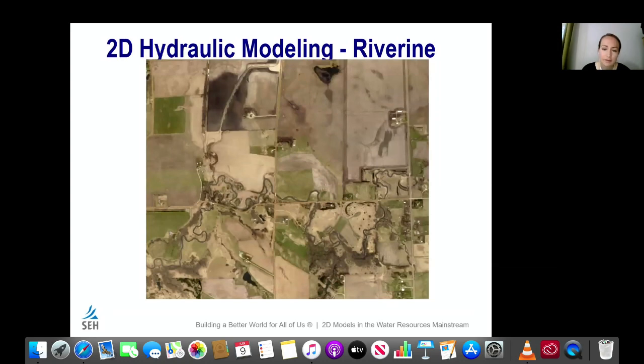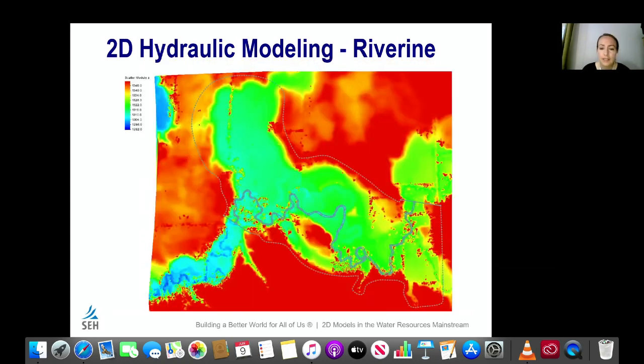Now let's talk about a 2D model for that same stream. To create a 2D model, we want to make sure that we incorporate the entire floodplain. And to do that, we need a topographic surface. Oftentimes, we'll use survey data, detailed survey data, like in the vicinity of the bridge or culvert that we're replacing. But we usually need to supplement that with LiDAR data, like we did here.